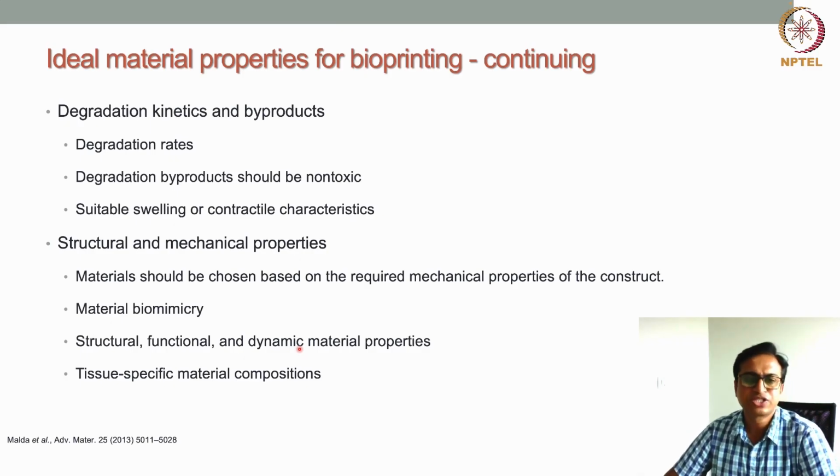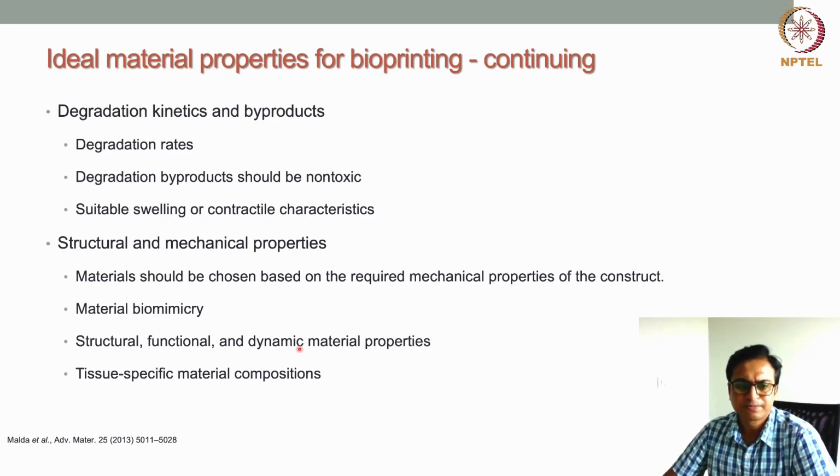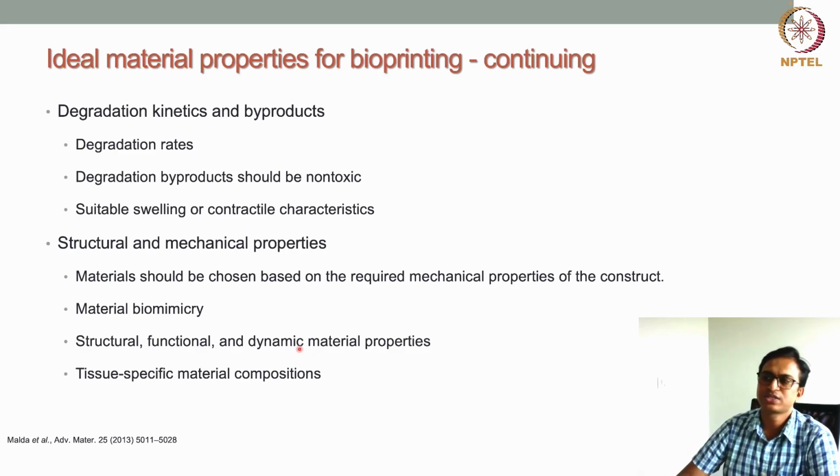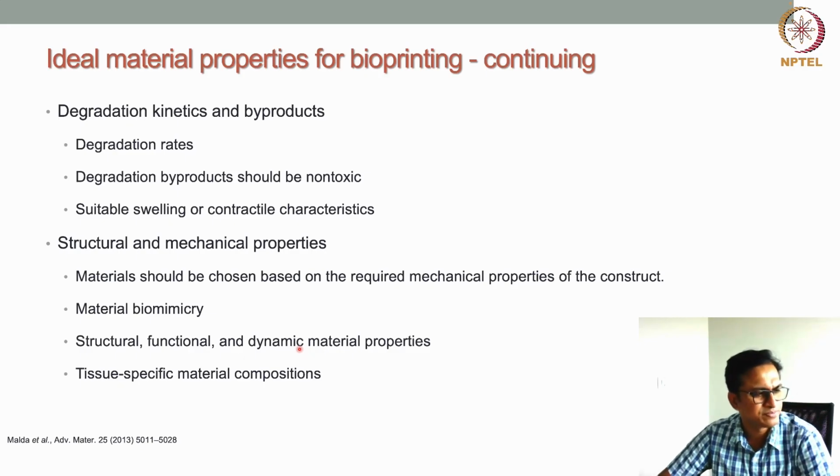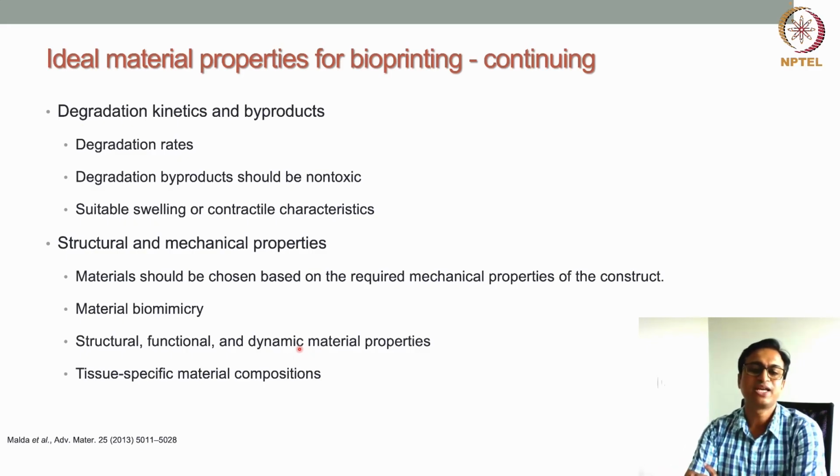Then the structure and mechanical properties of the biomaterial are also important, right? When we choose biomaterials for particular tissue engineering applications or bioprinting, we always try to understand the physical, chemical, or mechanical properties of that particular tissue. Accordingly, we choose a material, or the concentration of the material, so that the mechanical properties of the construct are matched. So materials should be chosen based on the required mechanical properties of the construct.